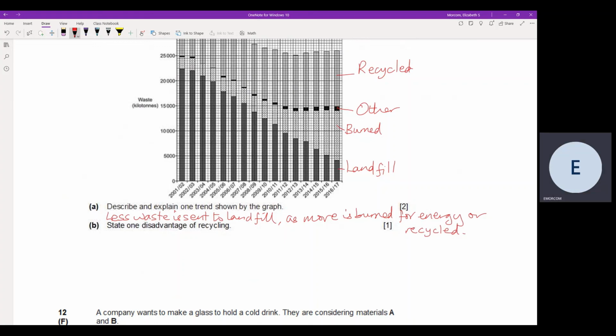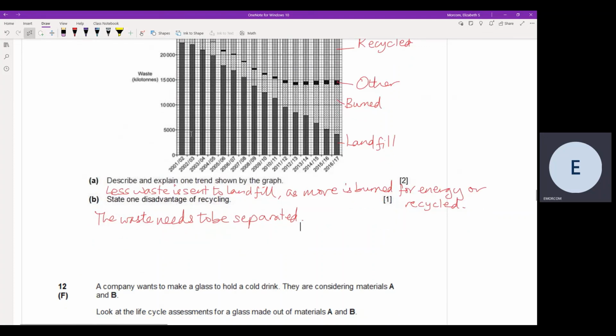State one disadvantage of recycling. There's loads and loads of potential things that we can talk about. Separating the materials is difficult, so the waste needs to be separated. Another thing you could say is that it's expensive, or that everything needs cleaning, or it's time consuming, or you use energy in doing it, or you need to collect or transport it, or the quality of the material deteriorates, which is true for some things, but not for everything.